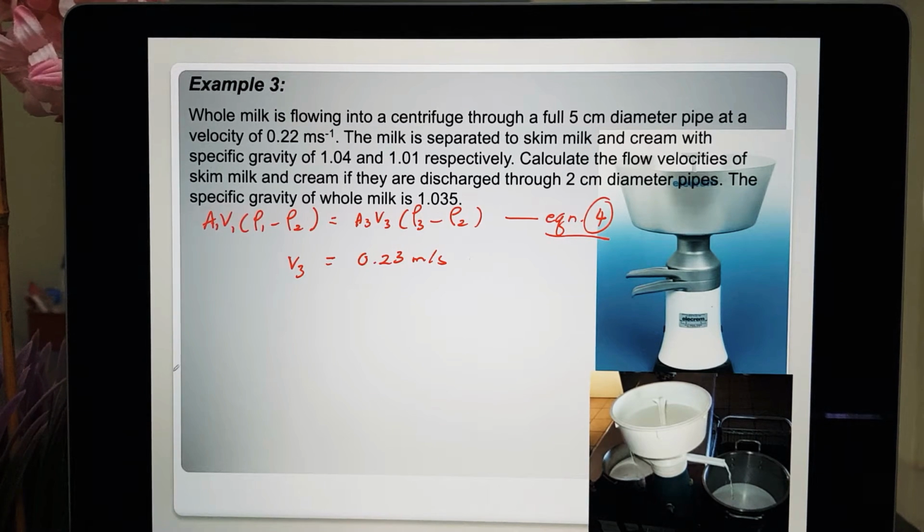And then substitute the value of V3 in equation number 3, because we want to get the value for V2. So V2 equals to 1.1 meter per second. So this is how you solve this particular problem statement. And basically the total marks for this one is 10 marks.